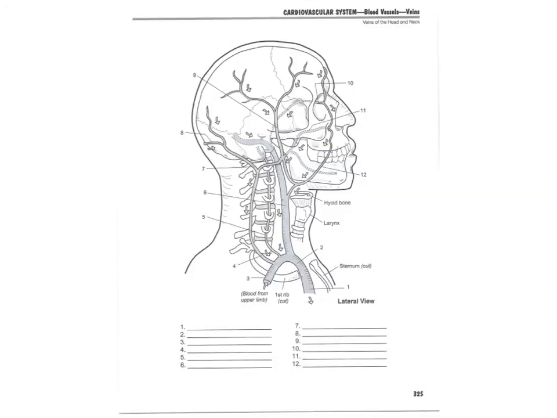So this is showing the right neck, right side of the neck, and we're going to take a look at the different blood vessels. So right here, this one is the superior vena cava. And the superior vena cava is draining into that right atrium. And draining into that superior vena cava is the brachiocephalic vein. So this would be the right brachiocephalic vein.